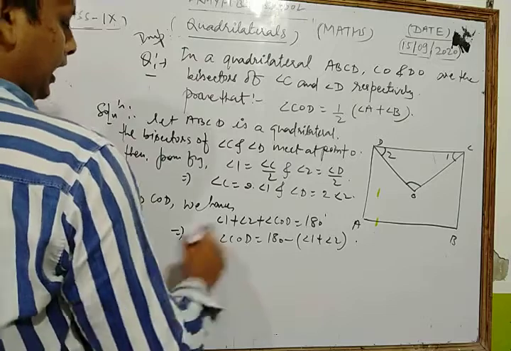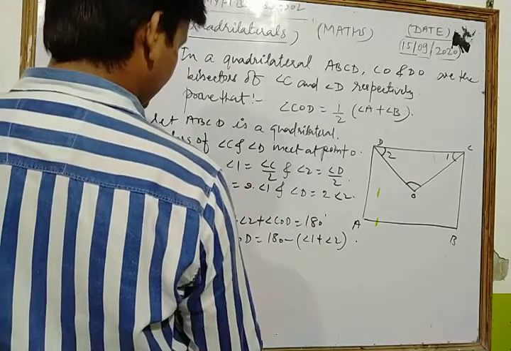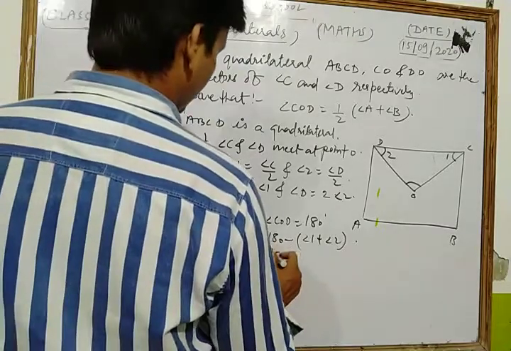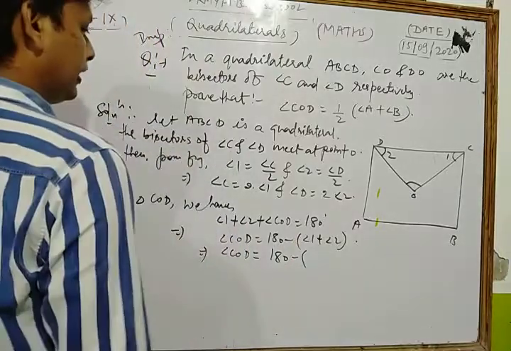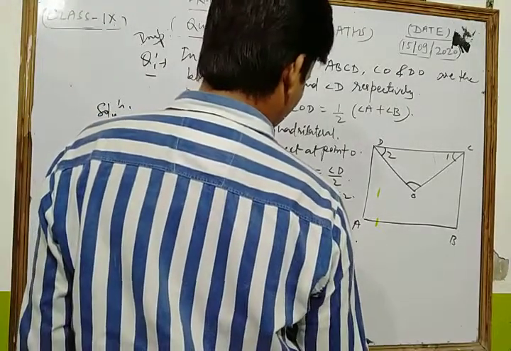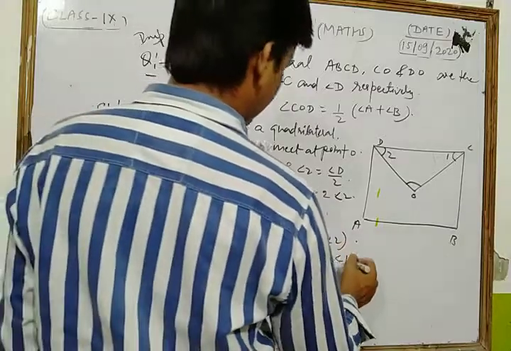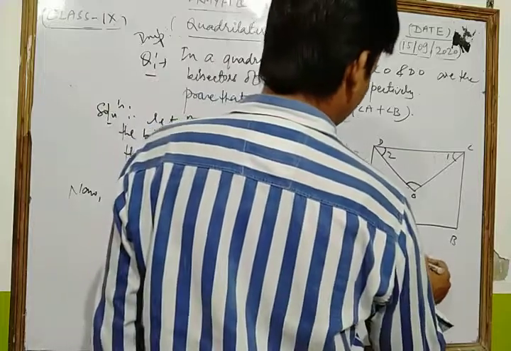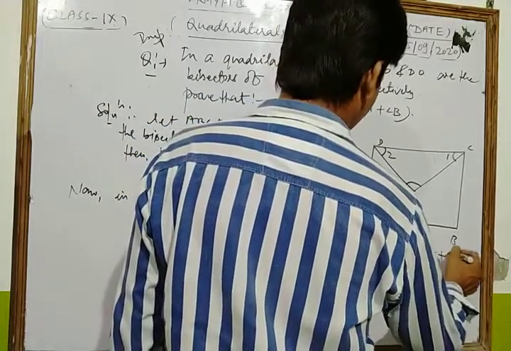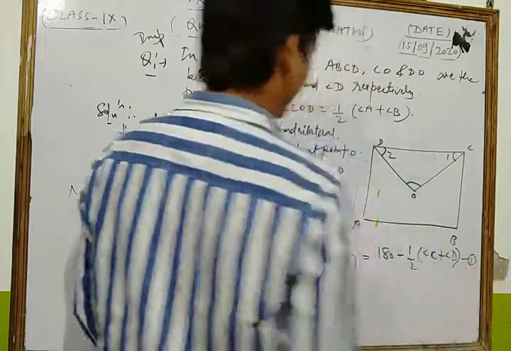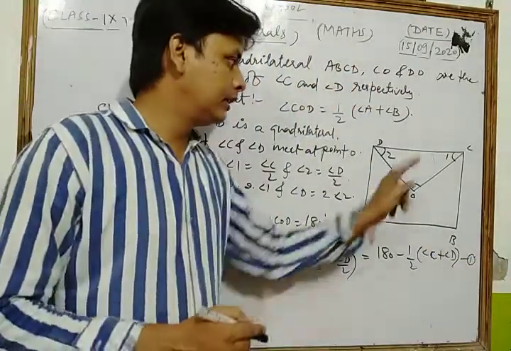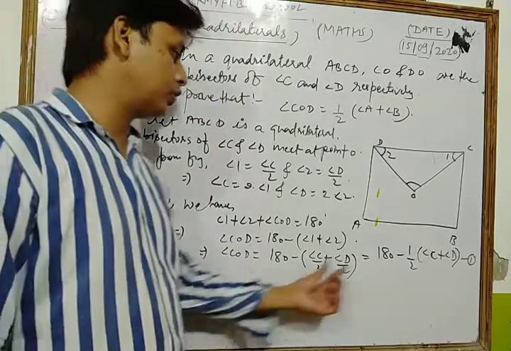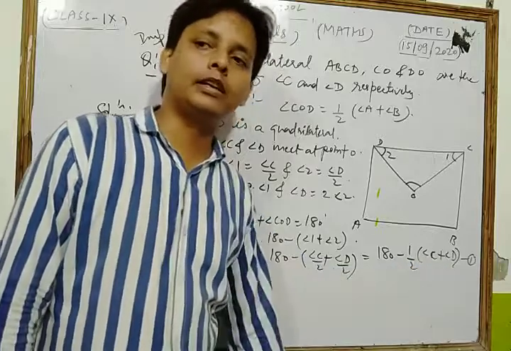So we can write the value of angle COD is equal to 180 minus, we write angle 1 as half of angle C, and we write angle 2 as half of angle D. Now we take 1 by 2 as common. So we get 1 by 2 in brackets angle C plus angle D. Take this as equation number 1. So dear student, in this way, after solving some part of that question, we get a relation: angle COD is equal to 180 minus half of angle C plus angle D.